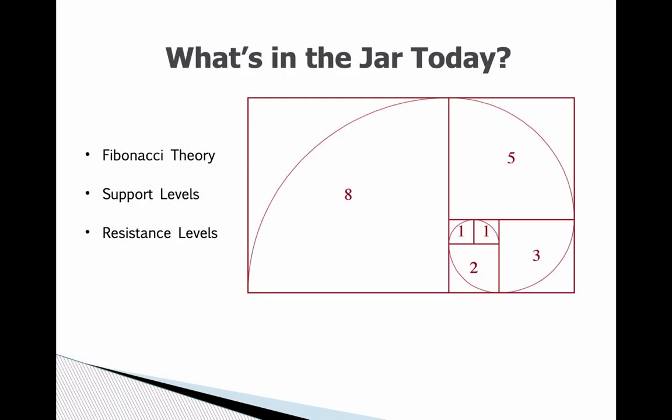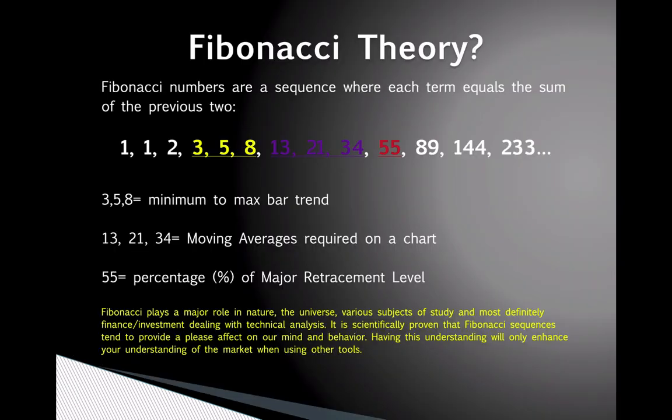So again, what's in the jar today? What's in the cookie jar? We'll talk a little bit about Fibonacci theory. We'll talk about the support levels and the resistance levels and how all three of these can help determine entry opportunities, take profit opportunities, or just kind of standing still until the candlesticks work themselves out to reach those levels.